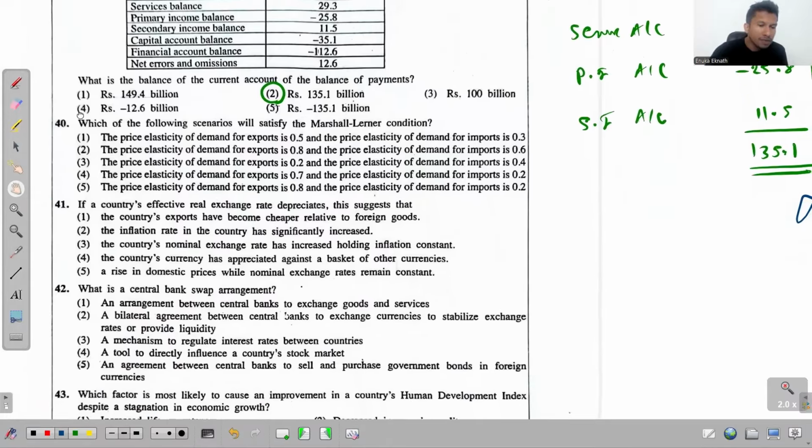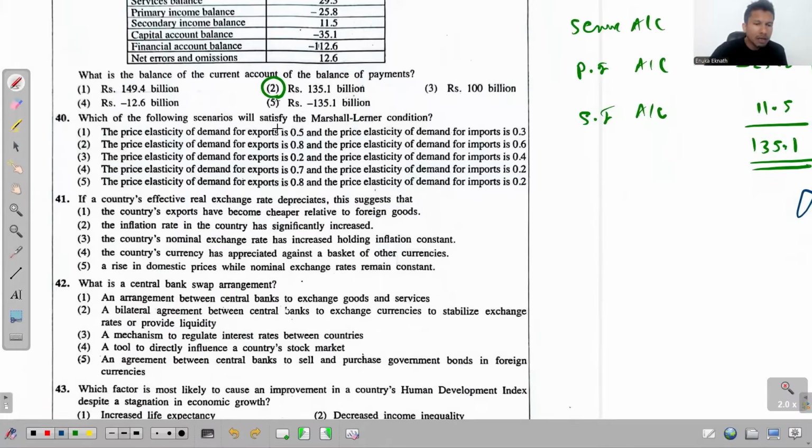Right, now look at this question 40. Which of the following scenarios will satisfy Marshall-Lerner condition? So what is this Marshall-Lerner condition? We have discussed this many times in the paper discussions. So it simply says that for depreciation of the domestic currency to be beneficial for a given country, price elasticity of demand for exports plus price elasticity of demand for imports has to be greater than 1. Right? So this is the Marshall-Lerner condition. Right. Look at the first one. Price elasticity of demand for exports 0.5.